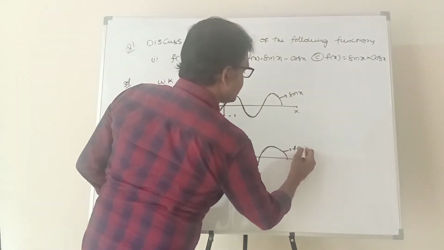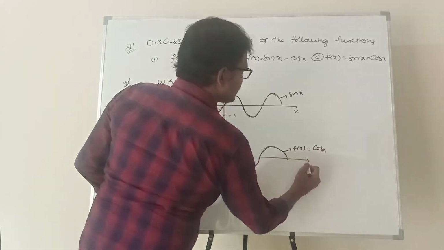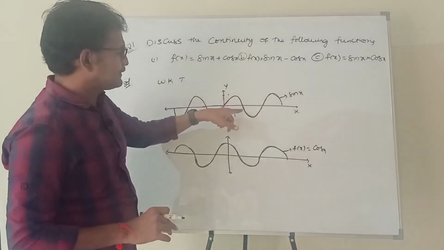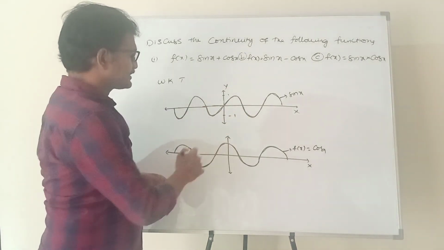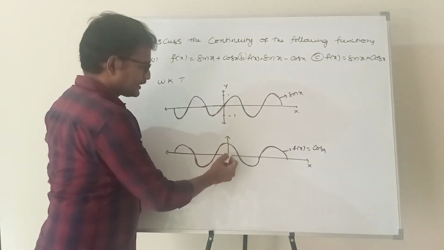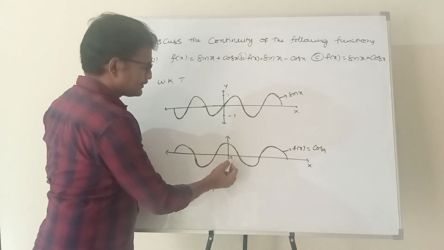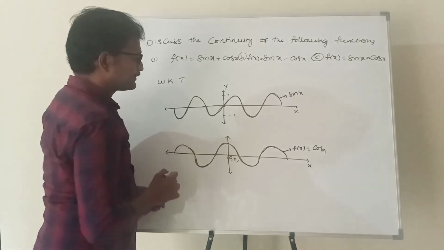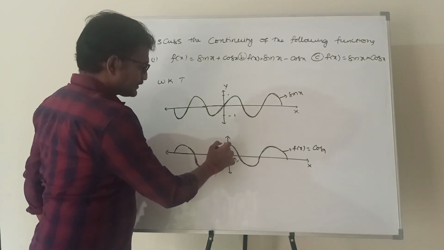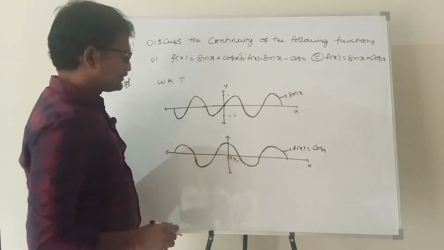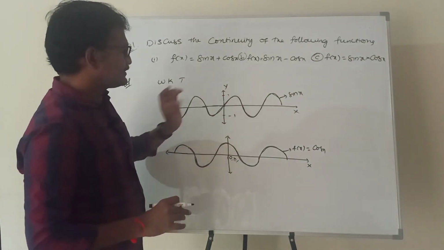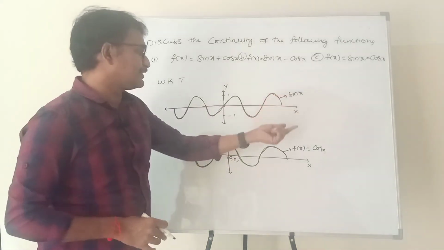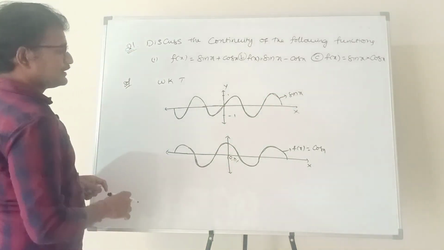f of x is equal to cos x. If you observe the difference between these two graphs, sin x graph passes through the origin, because sin 0 is 0. Cos 0 is how much? X value is 0, what is cos 0 value? 1. That's why you will get graph through this point. So this is the graph of cos x, this is the graph of sin x. Both graphs are continuous functions only.